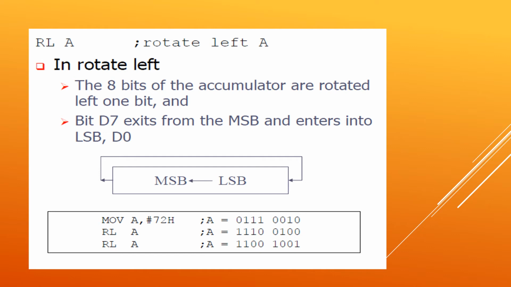So rotate left, how the bits are changing you can see from first to second iteration, second to third iteration. Accumulator contents are going to get updated accordingly after the execution of rotate instruction.